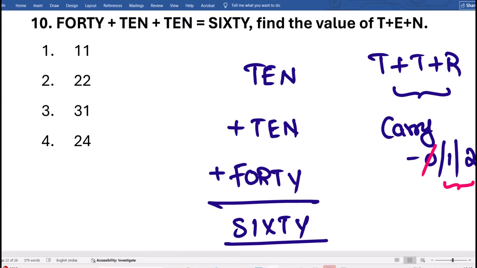Ten plus 40 equal to 60. Solve. T plus E plus N, there is no option, cannot be determined. We have to work on it. O is damn sure 8 or 9 only. It should generate carry. And F plus 1 equal to, yes, that's fine.